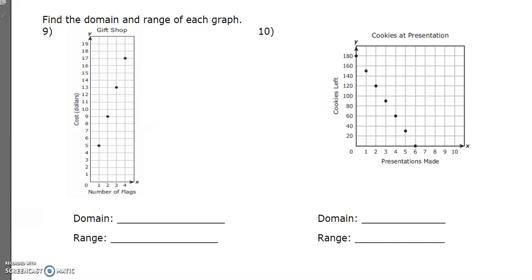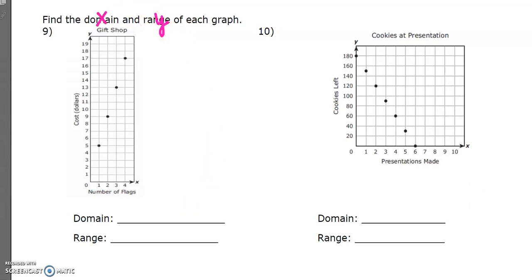Okay, 9 and 10, we are just simply finding the domain and range of each graph. Remember, domain would be your x values, range would be your y values. You can remember that, you guys, because domain and range, that's in alphabetical order, right? D comes before R in the alphabet. Just like X and Y, X comes before Y in the alphabet. So it just kind of makes sense if you think of it that way.